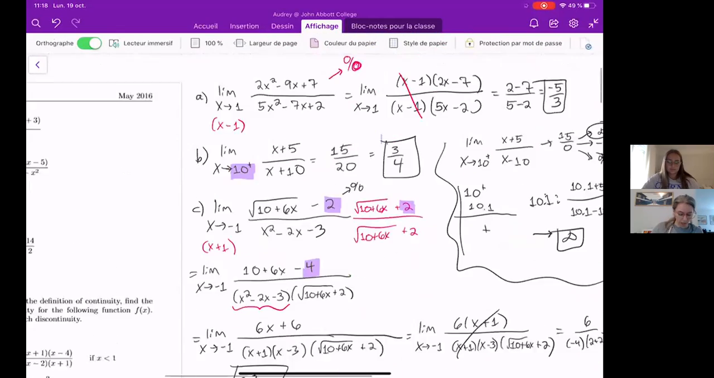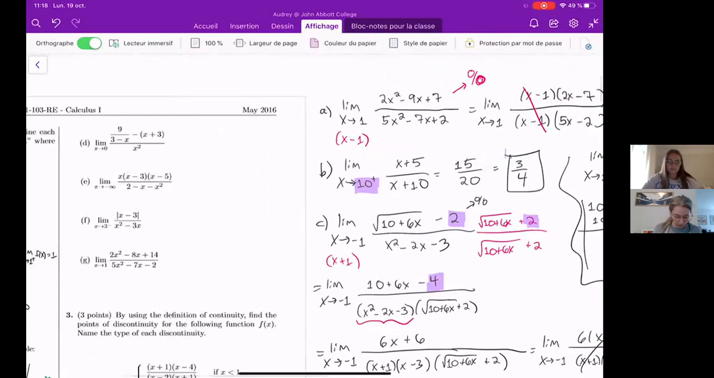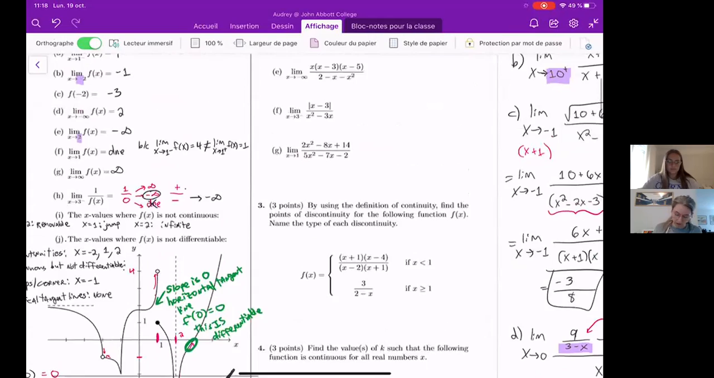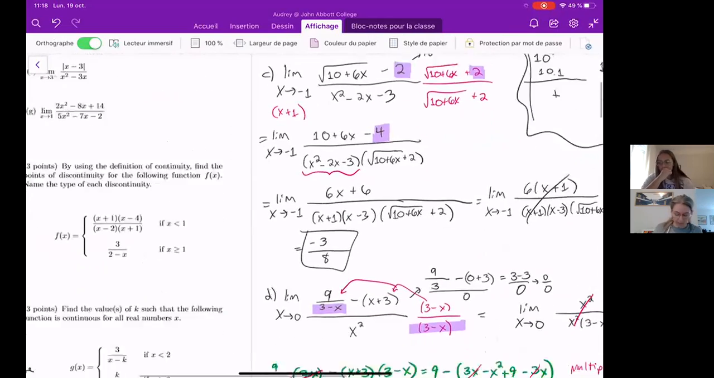Okay, so then the last limit we have here, didn't we already do that? Okay, limit as x goes to 1, 2x squared minus 8x plus 14.